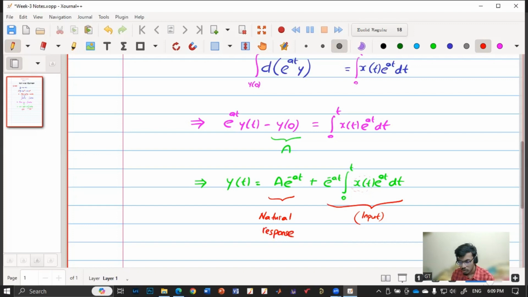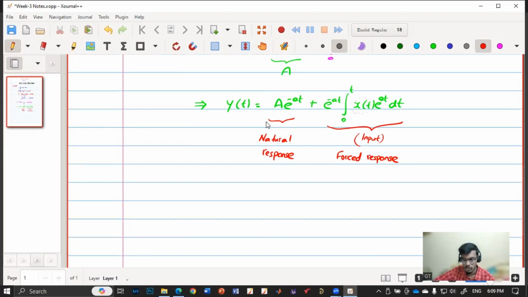And the term because of x of t is dependent on the input, and that's why we call this the forced response. So who is responsible for the forced response? My x of t, my input. But who is responsible for the natural response? If there is no input, who decides the natural response? It is dependent upon the initial condition.